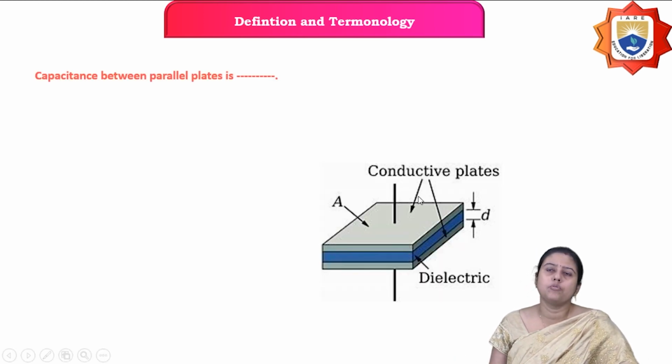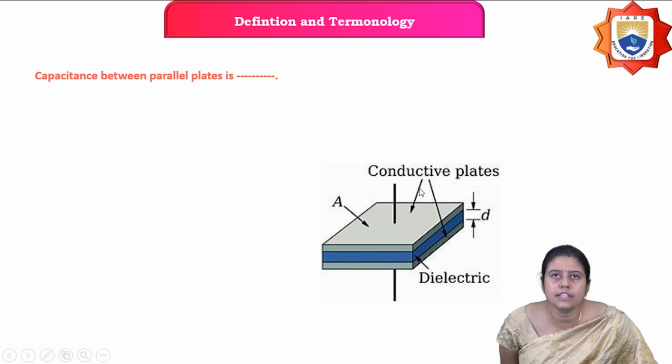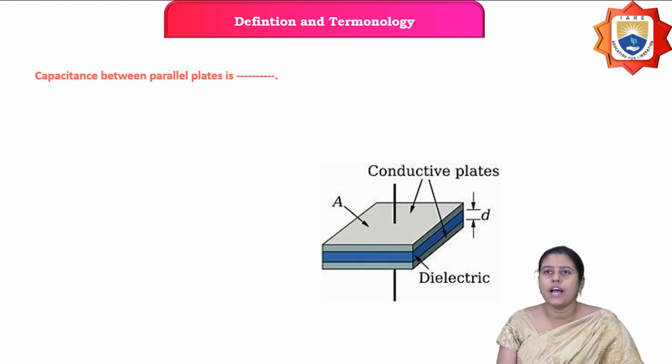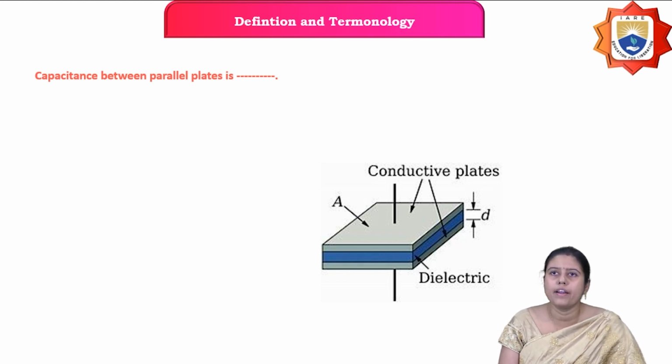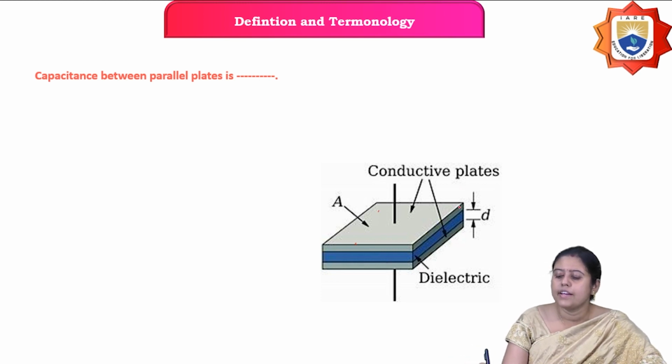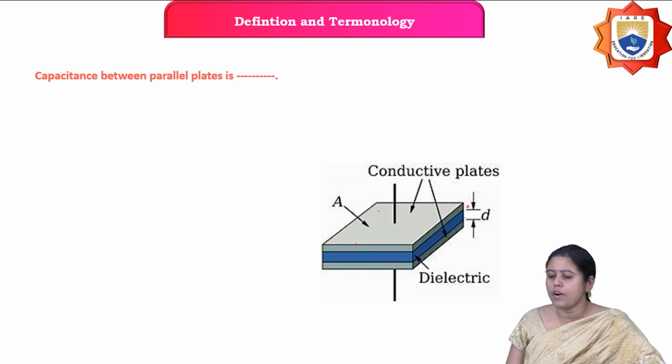Now we are moving to our next question: the capacitance between parallel plates. So we have to calculate the capacitance of the parallel plates. The distance between these two plates is d.